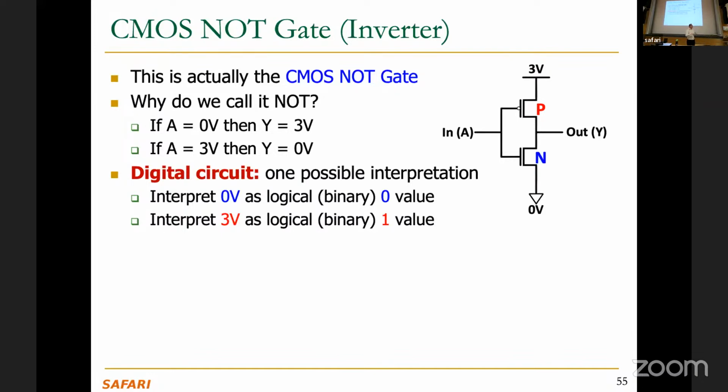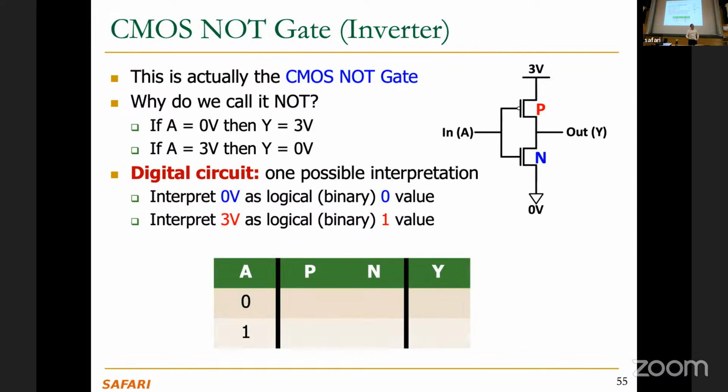You can also think of this as false and true, right? 0 is false, 1 is true. You don't have to do it this way. This is just an encoding, right? You could have encoded the other way around also. But let's keep it like 0 volts is 0 logically, and 3 volts is 1 logically. So you can build a truth table out of this. So this is a truth table.